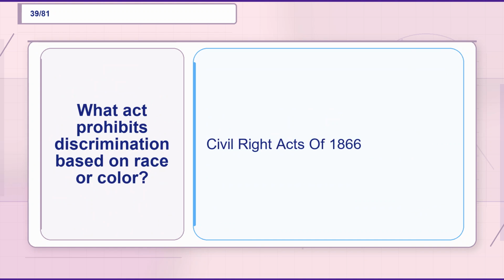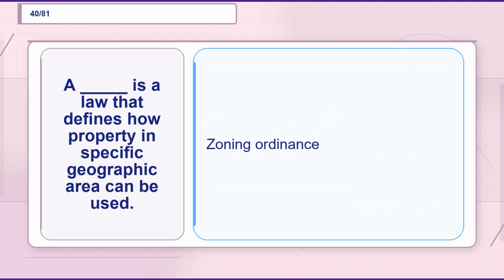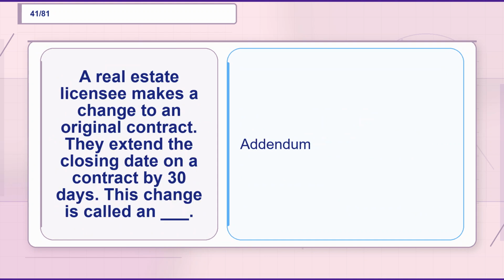Definition: Civil Rights Act of 1866. Flashcard 40. Term: A blank is a law that defines how property in a specific geographic area can be used. Definition: zoning ordinance. Flashcard 41. Term: A real estate licensee makes a change to an original contract. They extend the closing date on a contract by 30 days. This change is called an blank.